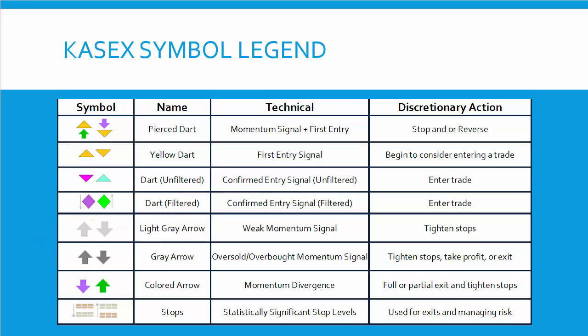In some instances, you may see a combination of entry and exit signals. These are called pierced darts and are a strong indication that a stop and reverse, or an exit of a long trade and entry of a short, or vice versa, should take place.